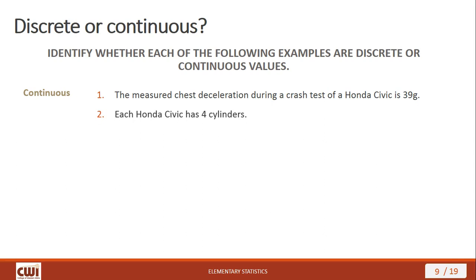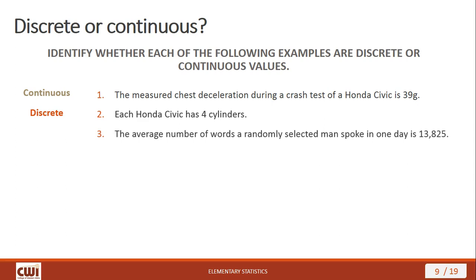Here's the next example. Each Honda Civic has 4 cylinders. Is this an example of discrete or continuous data? Well, I hope you said discrete data because that's what this is. 4 cylinders, so you don't count partial cylinders. You're only counting the whole cylinder. And since whole numbers are the only values you have when you count cylinders, this is an example of discrete data. Here's the next example.